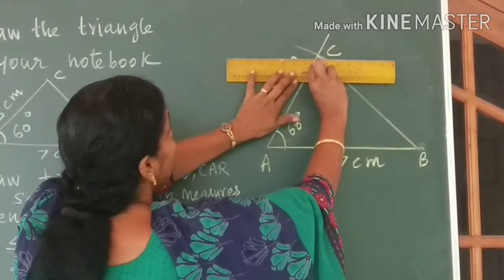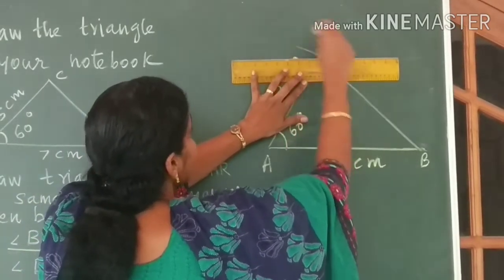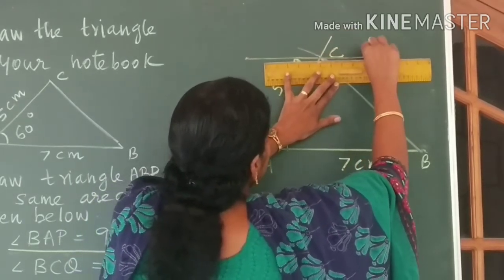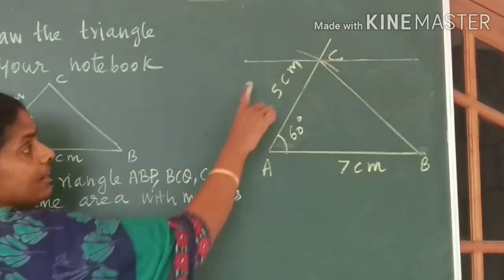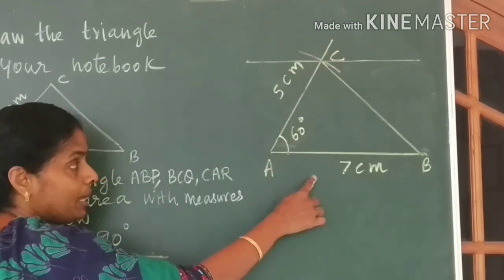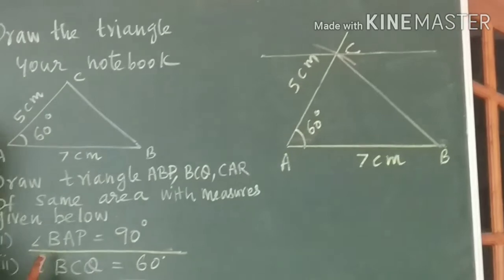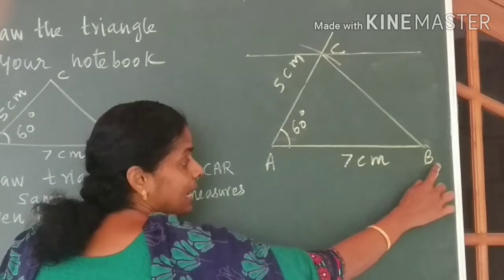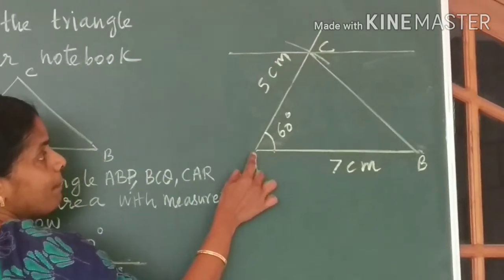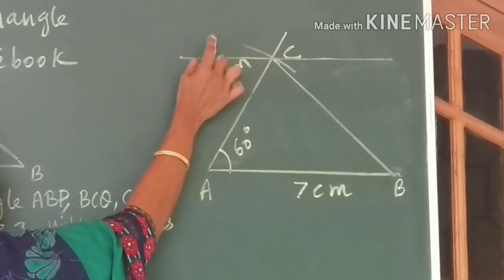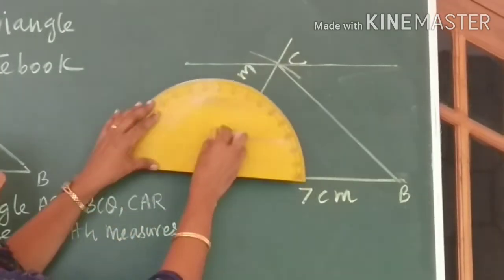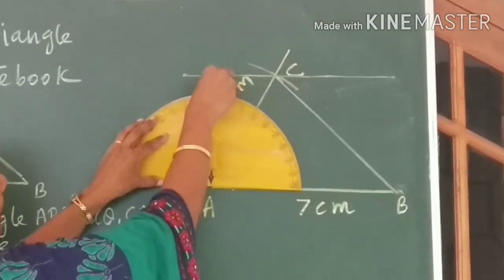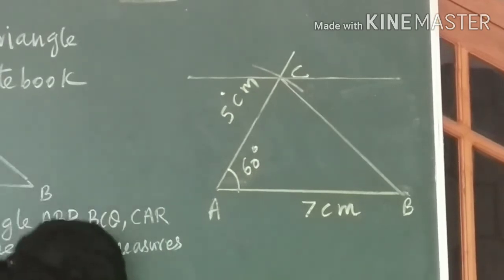Through C, draw a line parallel to the base. Through C, I have drawn a line parallel to the base. Now we have to measure BAP equal to 90 degree. B is here, A is here. P is going to be on this straight parallel line. Measure 90 degree at A. See here, I have marked 90 degree using a protractor. Join it.